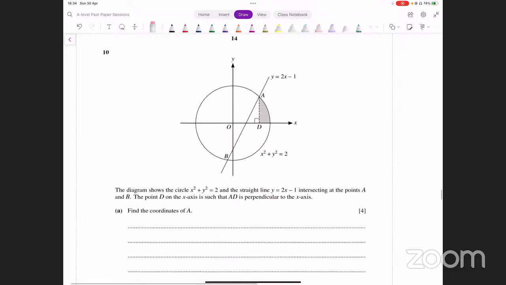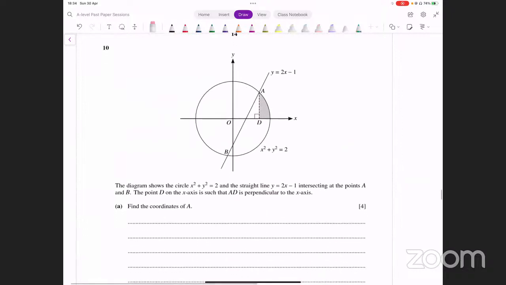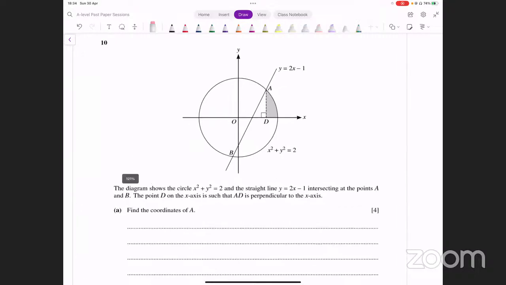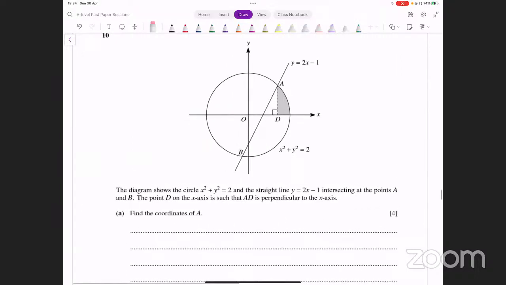Let's move on. Question number 10. So we have the diagram that shows the circle x squared plus y squared equals 2 and the straight line y equals 2x minus 1 intersecting at the points A and B. The point D on the x-axis is such that AD is perpendicular to the x-axis. Okay, find the coordinates of the point A.